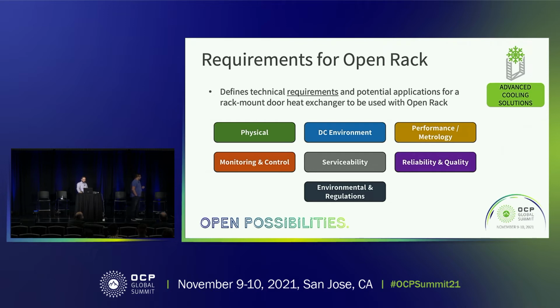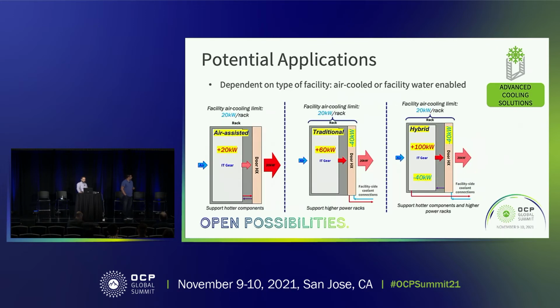And then talking about reliability and quality, you only want to deploy a solution if you know it's reliable, and most importantly is leak proof when you talk about liquid cooling. And then we have general environmental and regulatory considerations when you adopt the door heat exchanger solution with an OpenRack v2 and v3.